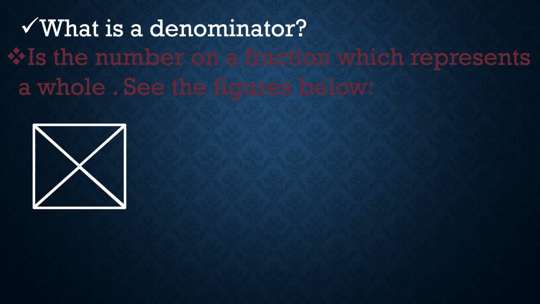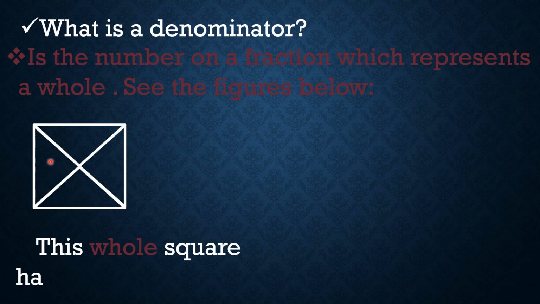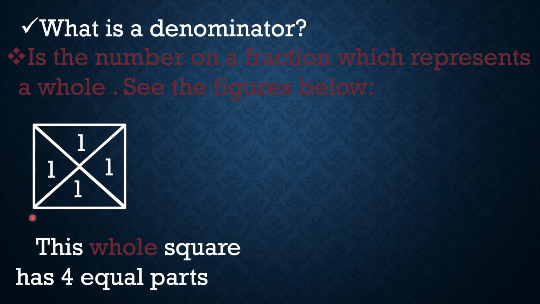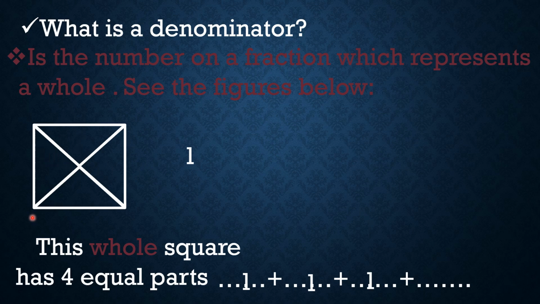Here I have a square which contains 4 equal parts: part 1, part 2, part 3, and part 4. If we sum up these parts, we get the total of 4. These 4 represent the whole square.